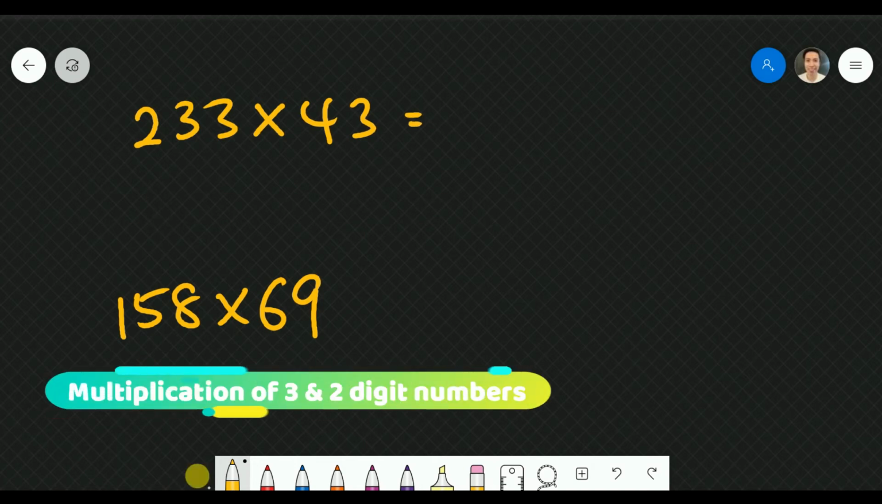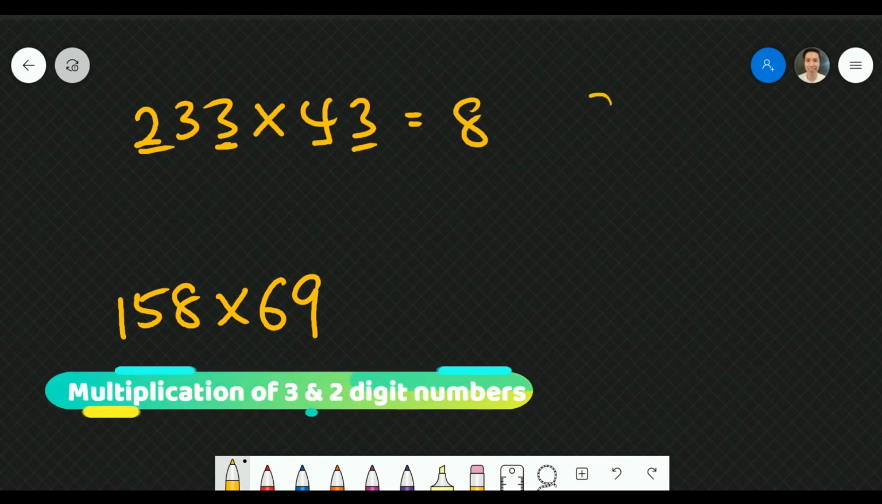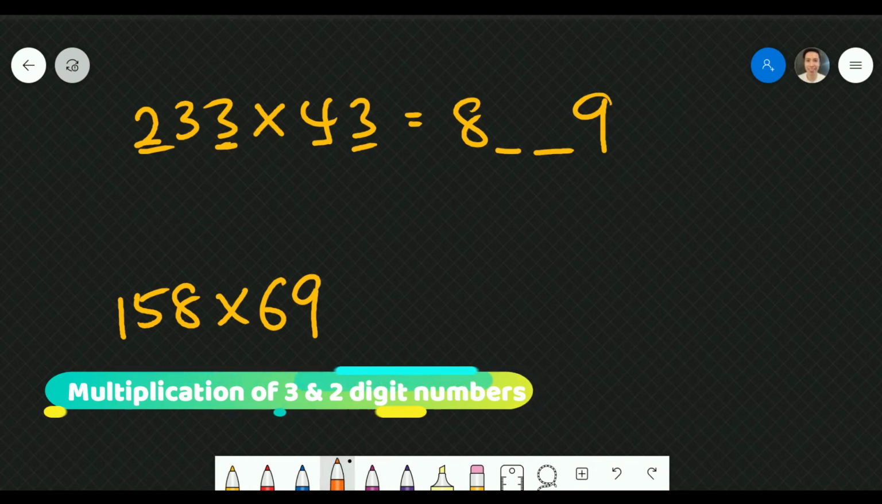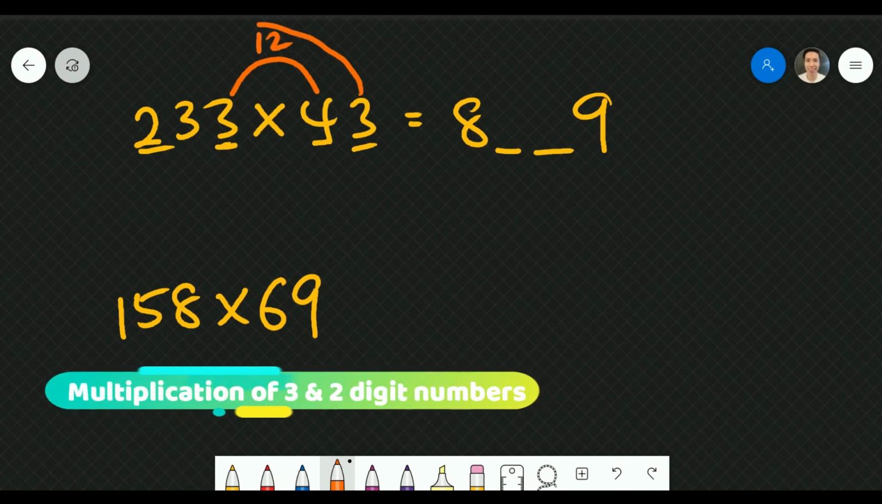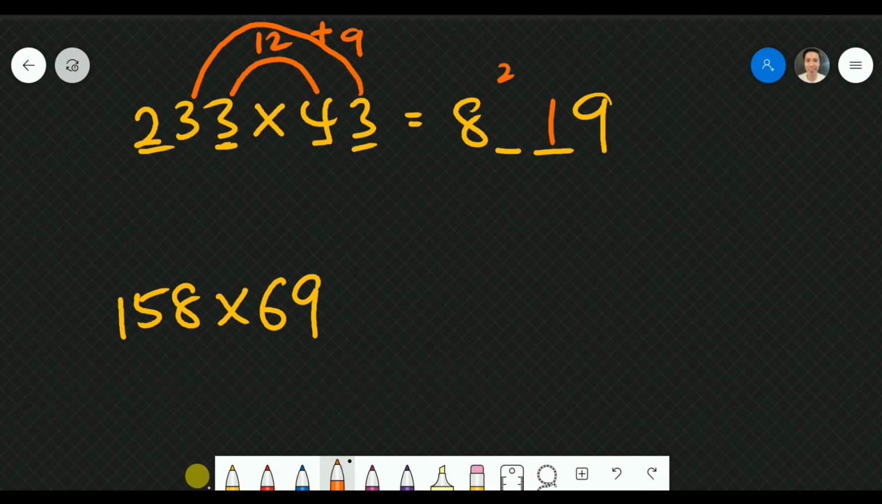So first of all, we take 2 times 4, right? 2 times 4 will give you 8. Okay, then the last digit here, 3 times 3 will give you 9. Okay, then we left 2 more numbers. So as usual, we draw the curves. Start from 4 times 3 will give you 12, right? 12, then this 3, you move to 3 here. So 3 times 3 will give you 9. So 12 plus 9 will give you 21, isn't it? Then you put 2 here.